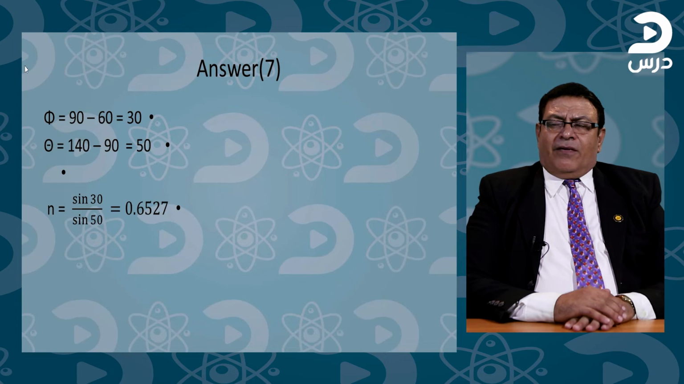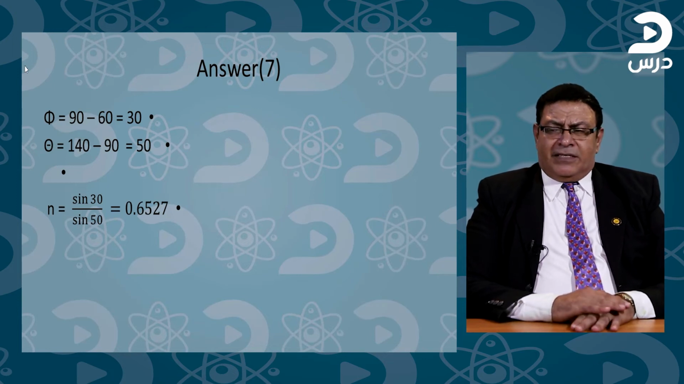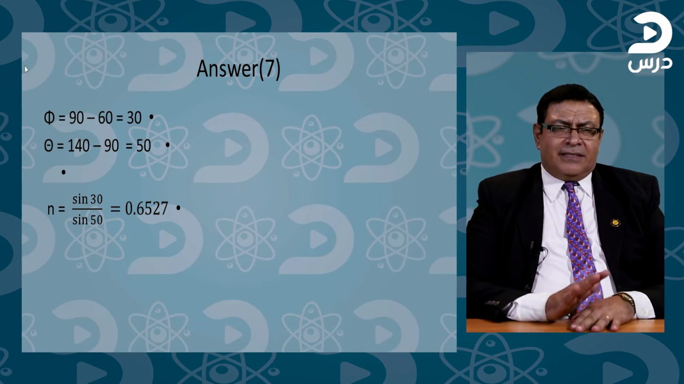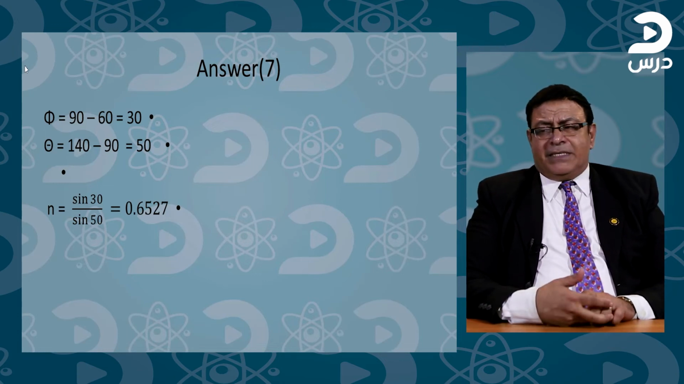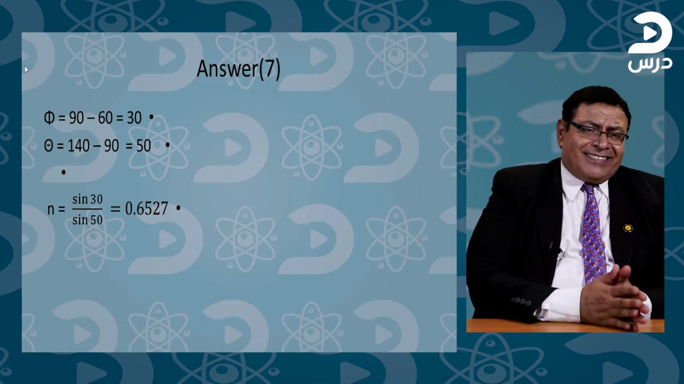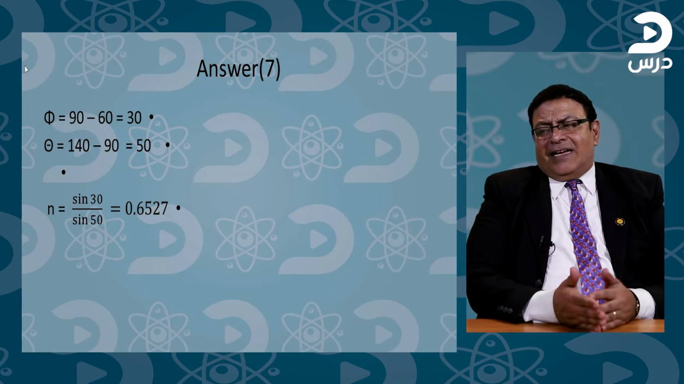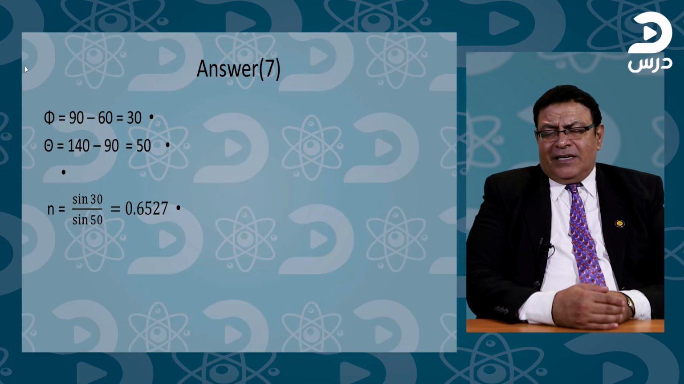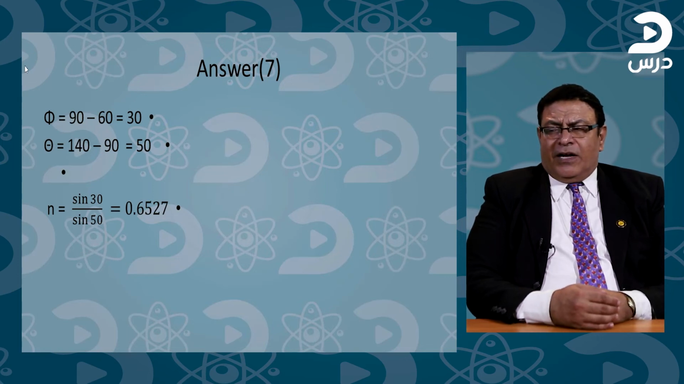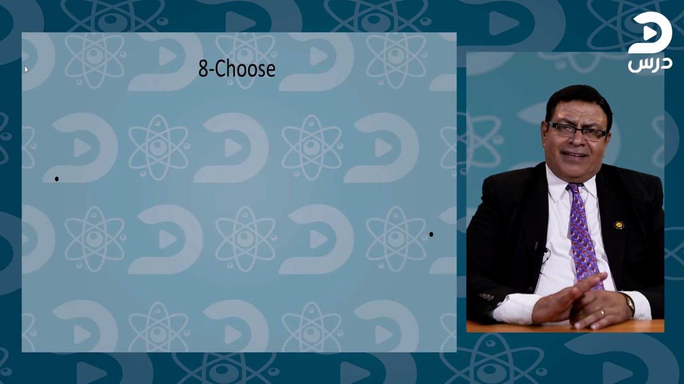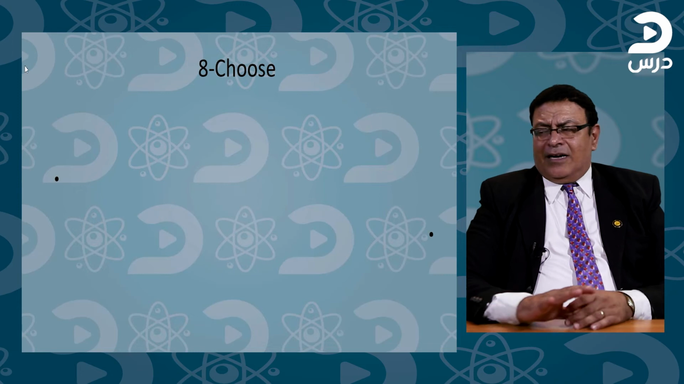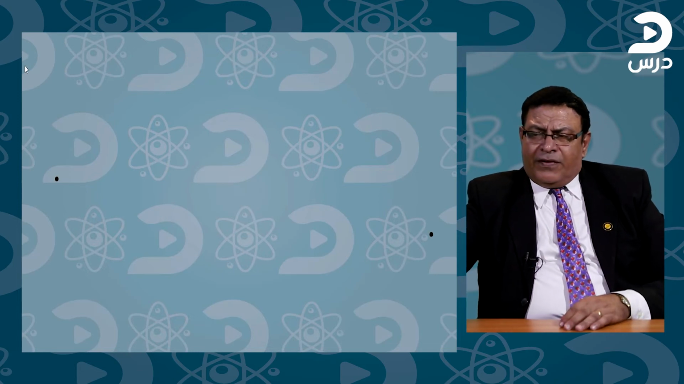طبعا هنا لازم اجيب الفاي واجيب الثيتا. نجيب الفاي ازاي؟ 90 minus 60 اكيد equal 30. طب نجيب الثيتا ازاي؟ 140 minus 90 يبقى equal 50. طب انا عندي ال n اصلا ساين فاي اوفر ساين ثيتا. ساين 30 divided ساين 50 يعني equal 0.6527. ده الانسرز. يبقى الفكرة اللي فاتت احنا جبناها اهو بنفكر فيها تاني.